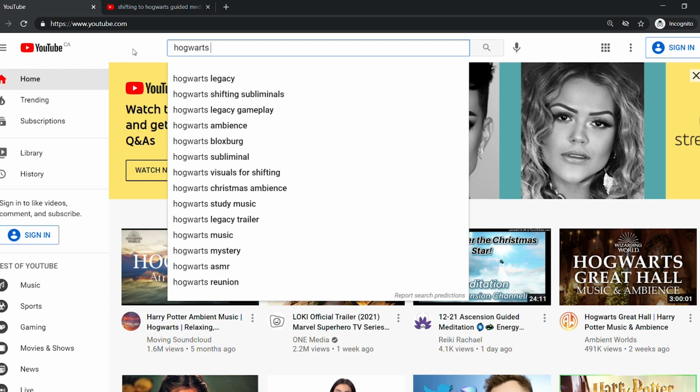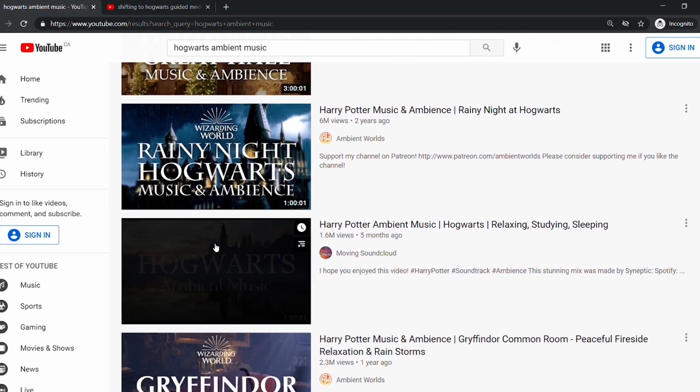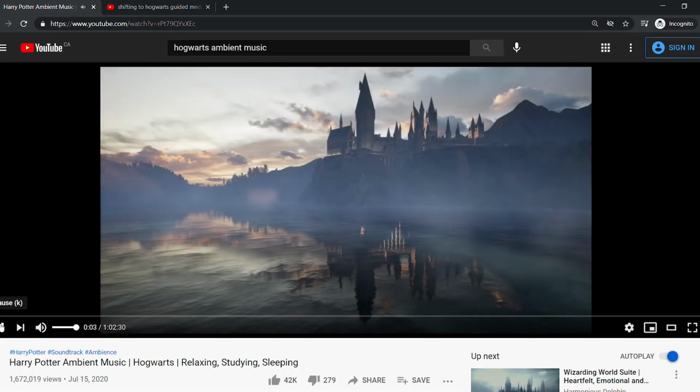For this method, we also need subliminals, so I also went onto YouTube and in the search box, I typed in Hogwarts ambient music. I clicked on the 4th one listed and it is titled Harry Potter Ambient Music, Hogwarts, Relaxing, Studying, Sleeping. I've actually already used this one a few times because I really like it. I mean, this one's very calming, therapeutic, and it's also very pretty. It definitely relaxes you. It kind of feels sort of majestic as well.